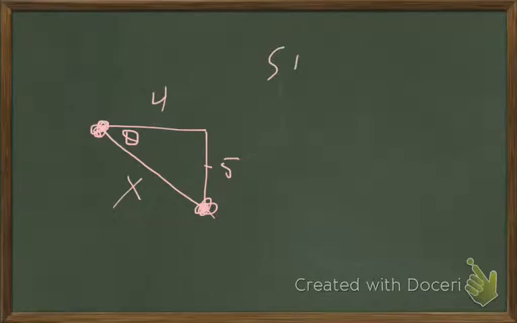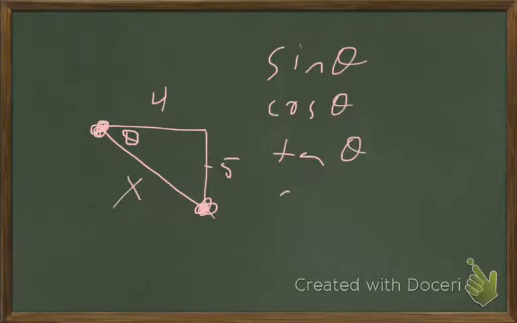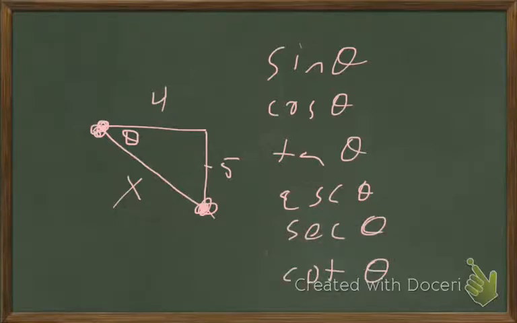So, sine of theta, cosine of theta, tan theta, cosecant of theta, secant of theta, and cotangent of theta. Don't forget, secant, cosecant, and cotangent are their counterparts just flipped over. Okay, so first we need to find this x.